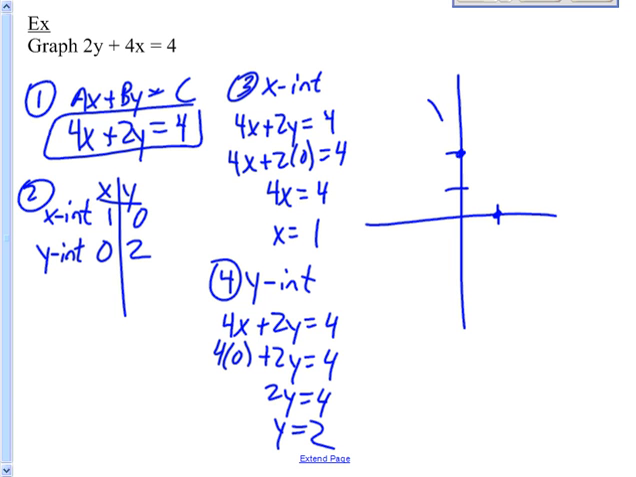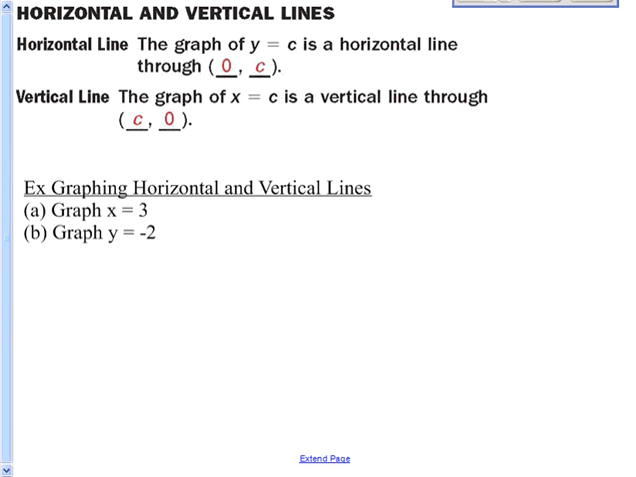Draw that line. You only need 2 points to draw a line for these linear equations because you know they're perfectly straight. Okay. All right. Now, horizontal and vertical lines, okay? If you have the graph of y equals c, that's a horizontal line through the point 0, c. If you have the graph of x equals c as a vertical line, then you know it goes through the point c comma 0. And if you're not sure, let's look at this first one, x equals 3.